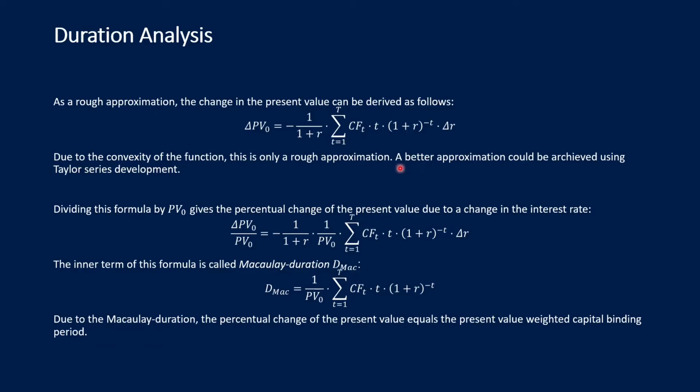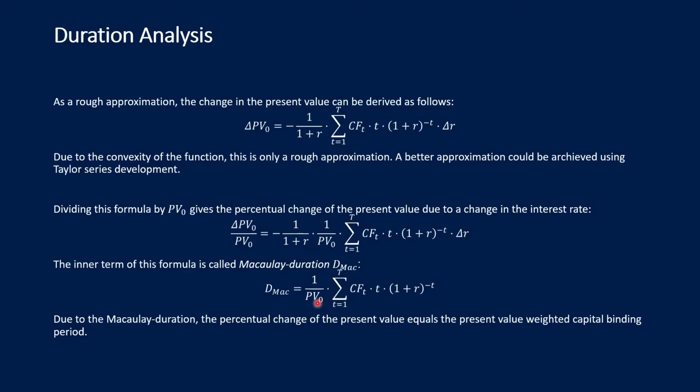If we now take this formula and divide by present value, we get the percentual change of the present value due to a change in the interest rate. So here is divided by present value, and here this term divides by present value too. The inner term of this formula, skipping this part, only this part here, the inner term of this formula is called Macaulay duration, dMac.